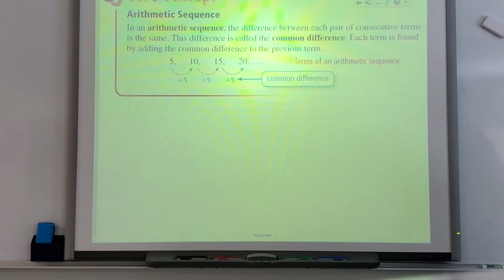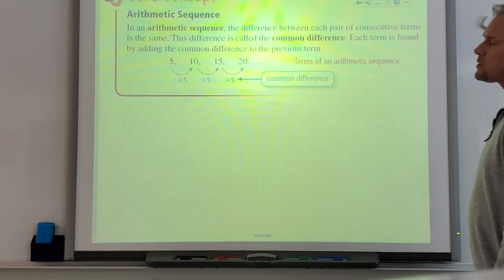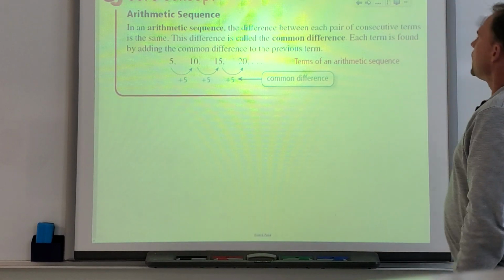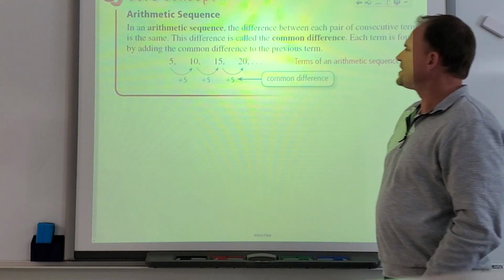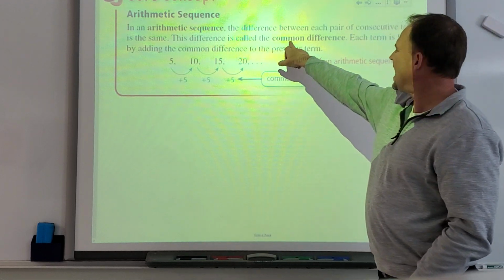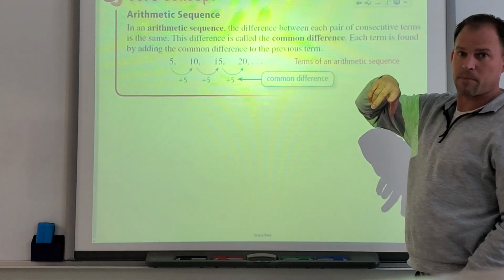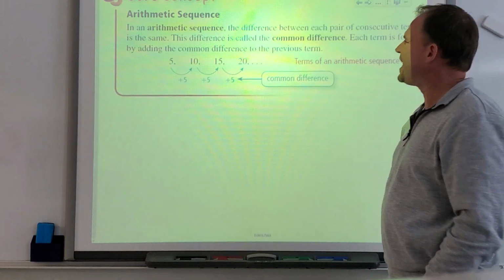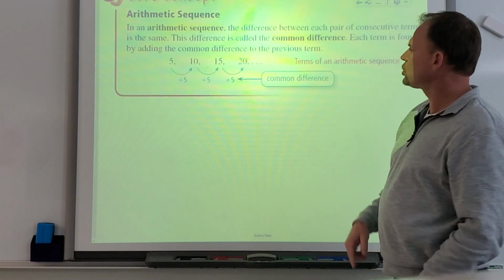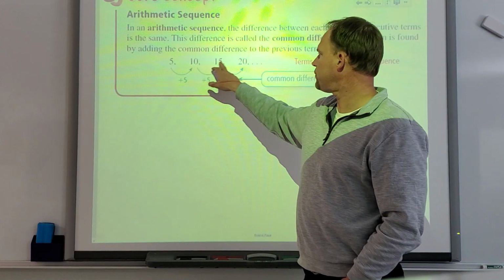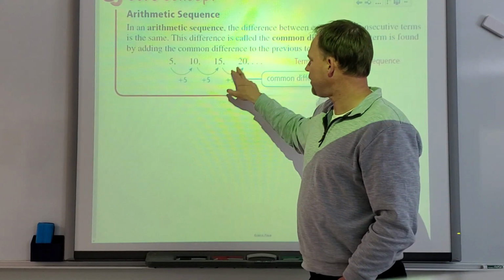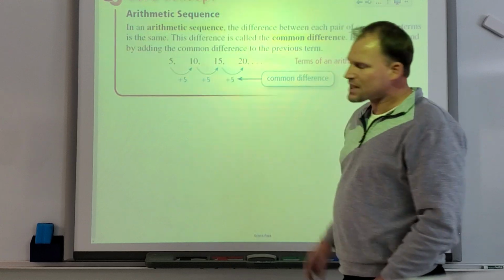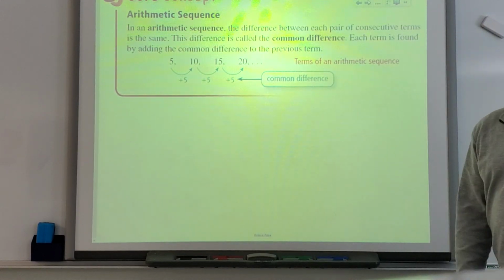All right, so an arithmetic sequence. In an arithmetic sequence, write this down. The difference between each pair of consecutive terms is the same. The difference is called the common difference. That's going to come up again later. Each term is found by adding the common difference to the previous term. So here, if we have a list 5, 10, 15, 20, we add 5 every time. 5 is the common difference.